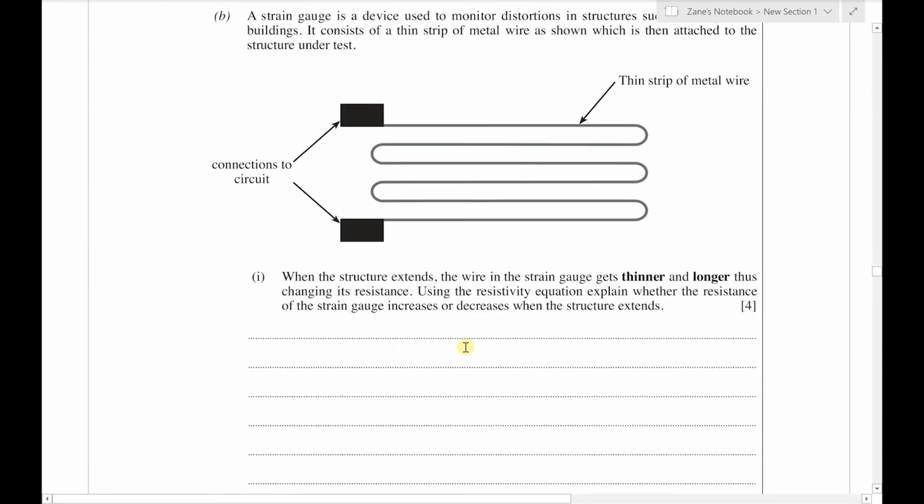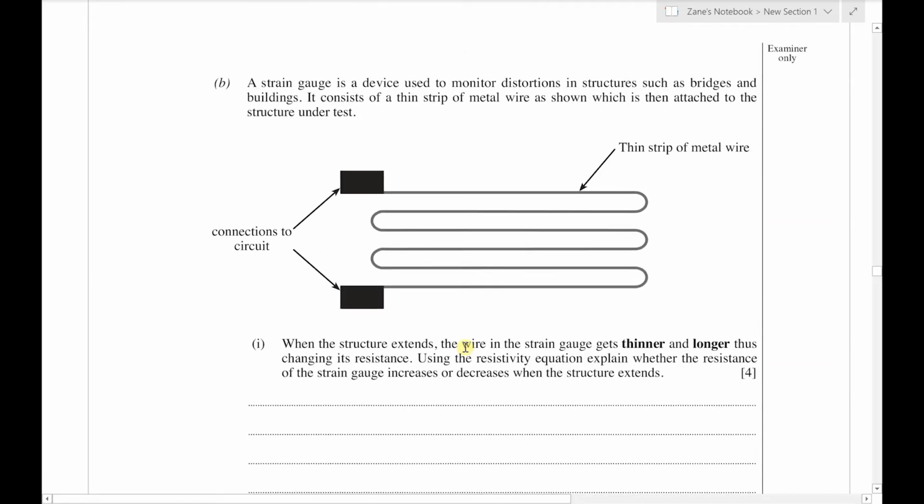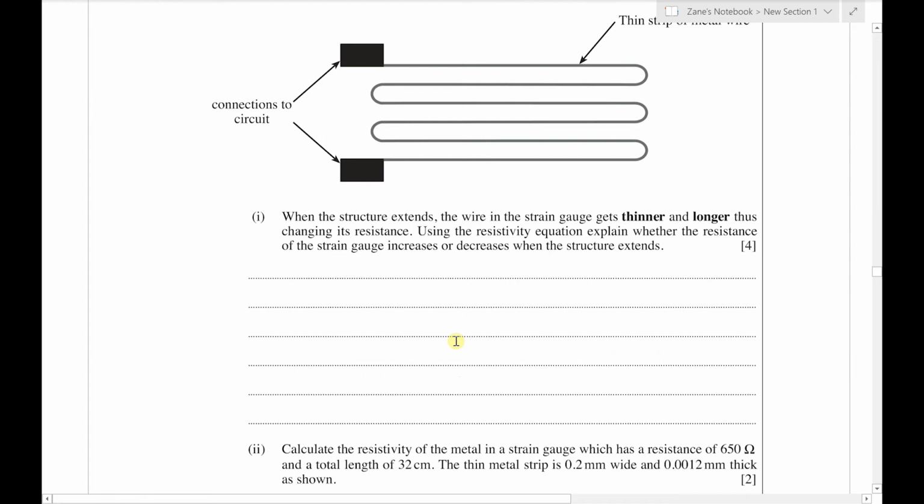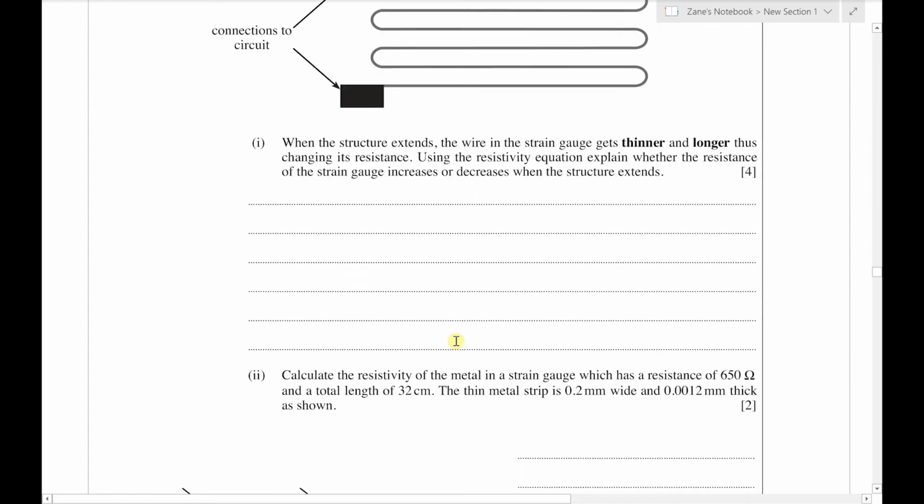On the next part of the question, we're asked about a strain gauge. Now, a strain gauge is basically a device that measures small extensions or compressions in things like bridges and buildings. It is a strip of metal usually glued onto some plastic, and it's then attached to the structure that we're trying to test. And there's a couple of connections to an electrical circuit to allow its resistance to be measured. Now when the structure extends, the wire in the strain gauge gets thinner and it also gets longer, and so its resistance changes. So using the resistivity equation, once again R equals rho L over A, we've got to explain whether the resistance of the strain gauge increases or decreases when the structure extends.